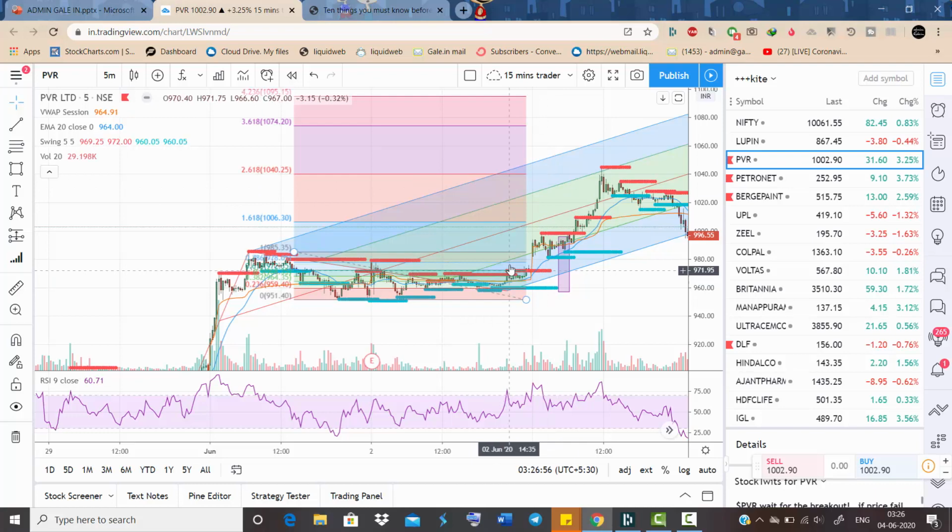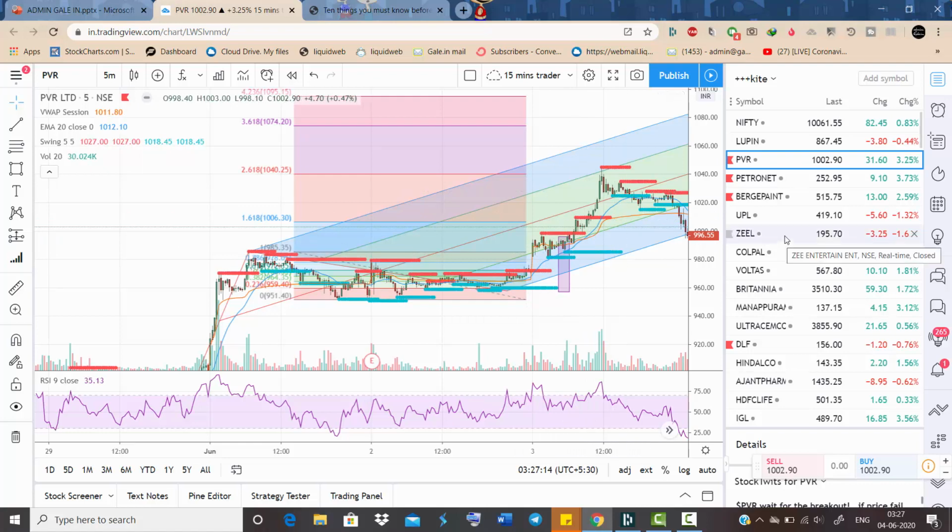So you can do your homework, just draw median lines and you can draw these Fibonacci retracement levels to identify support and resistance. Also, see if there is any width for the stock to move on the upside.